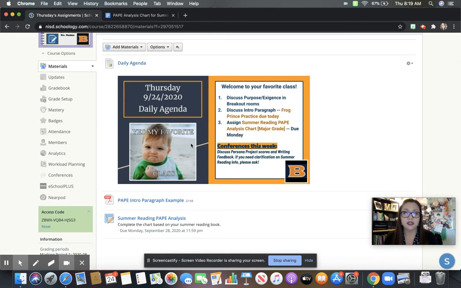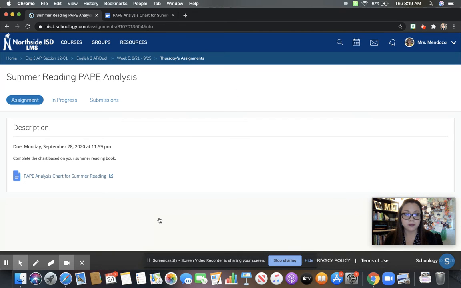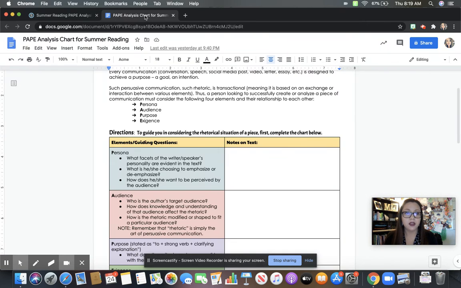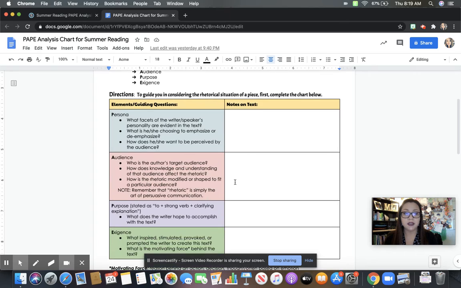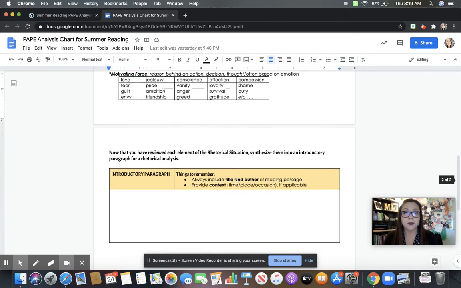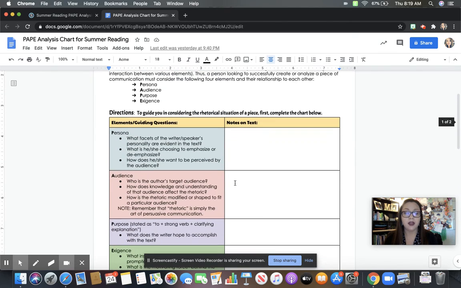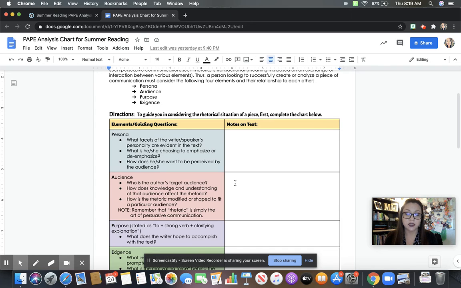And remember, the assignment page is on Tuesday, so that is where you'll go to submit this assignment. Then your summer reading PAPE analysis is the exact same chart, okay? And all you're doing at the top is you're telling me the title of the book and the author, and essentially doing the same exact process for your book. Now, it's a lot more evidence to go through than 2 pages. So you have until Monday evening.